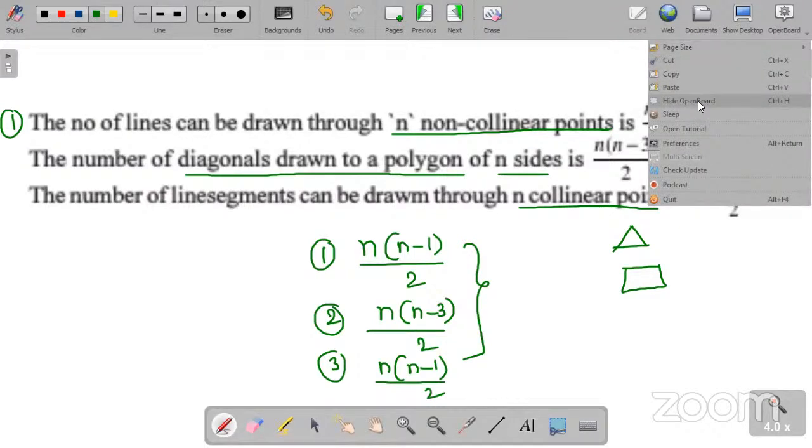Okay, try to note down. Collinear points means if 3 or more points lie on the same line, they are said to be collinear.